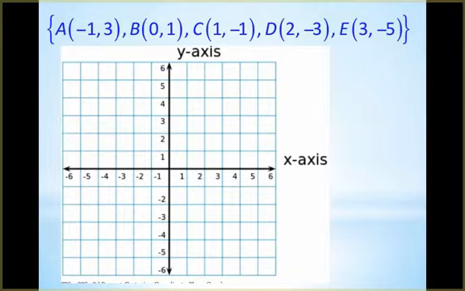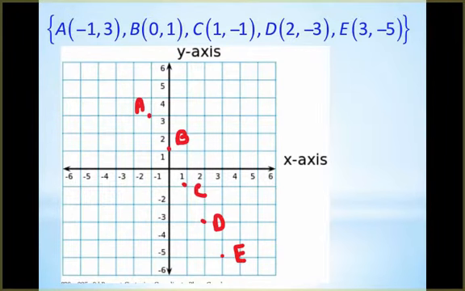Let's look at another set of ordered pairs. This time we're going to graph A at -1, 3, so over to the left 1, up 3. We'll label that as A. Point B is at 0, 1, so over 0, up 1. Point C is at 1, -1, over 1, down 1. Point D is at 2, -3, so over 2, down 3. And point E is at 3, -5, so over 3, down 5.